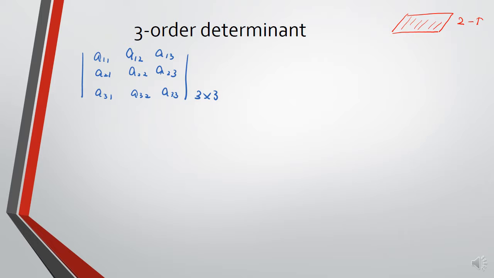Second order, it's about area. The third order, it might be about the volume, right? Okay, so if you ever learned three-dimensional geometry, you can understand this very easily. So let's make the three-dimensional coordinate system.